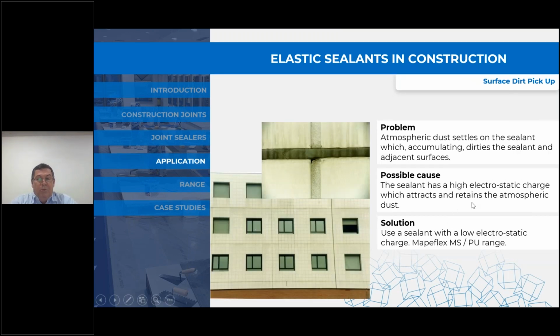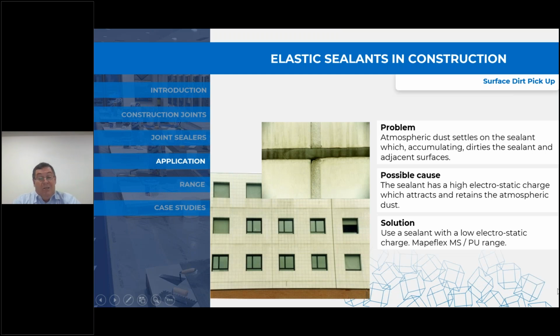Another problem you see is dirt or dirt pickup. This is atmospheric dust settling on the sealant. It generally accumulates and dirties the sealant and the adjacent surfaces and makes it look very unsightly. The possible cause of that is the high electrostatic charge, which attracts and retains that atmospheric dirt, and it just basically sits there. So when it rains, it bleeds down the side of the building as well, looking very unsightly.